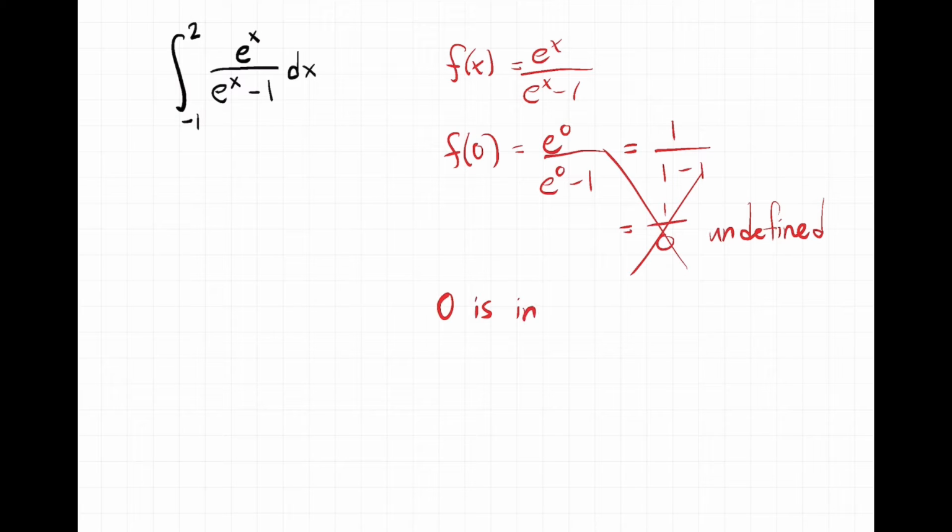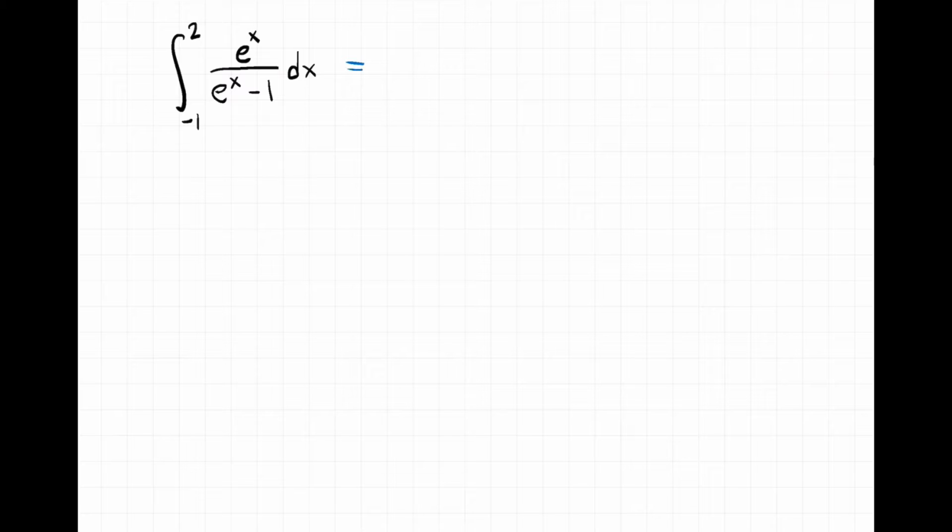0 is in the closed interval from -1 to 2, which is the integral that we're integrating over. So this is an improper integral. But in order to use our definition of how to actually handle an improper integral, we need to break it up. Since 0 is not one of the bounds, we'll break this whole thing up. Let's start by splitting up this integral into two separate integrals.